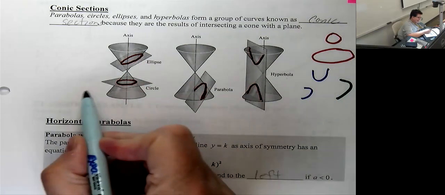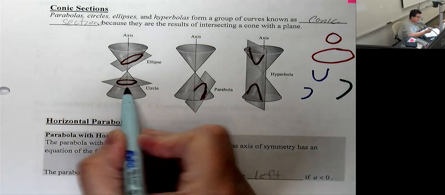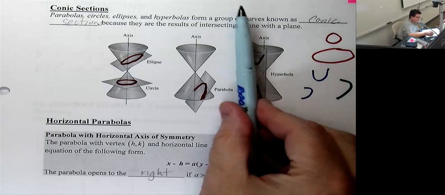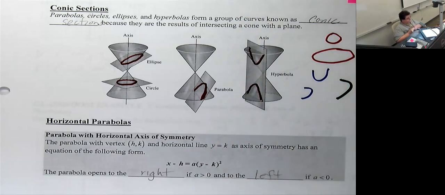If you slice flat through the cone, you get a circle. You slice through at an angle, you get an ellipse. And then if you slice vertically, you get something called a hyperbola. These are called the conic sections in general.